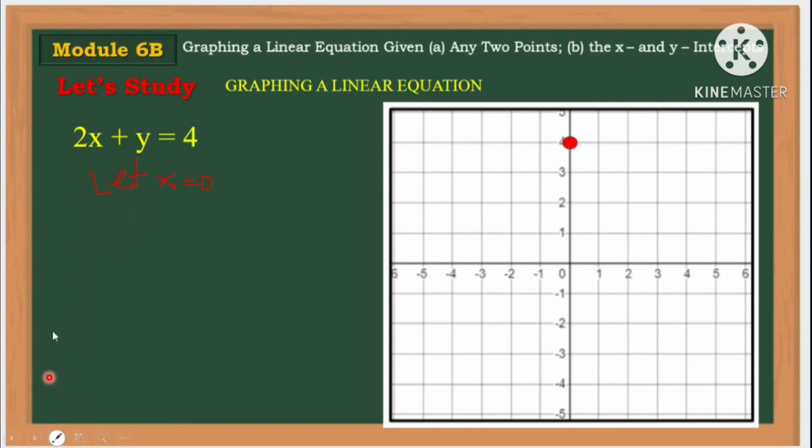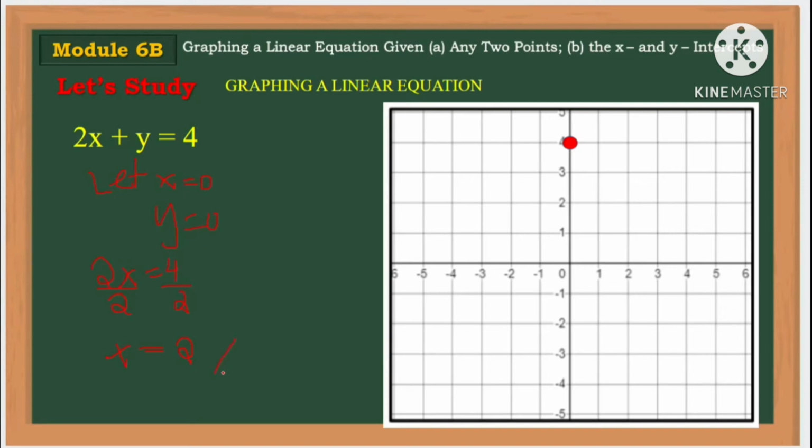So next, if you let y is equal to 0, this is 2x plus y is equal to 4. So y is 0, and the remaining is 2x is equal to 4. Okay, so observe 2x. The coefficient of x is 2, so we divide this by 2. Why 2? Because 2 is the number beside x, the coefficient. So x is equal to 4 divided by 2, and that is 2.